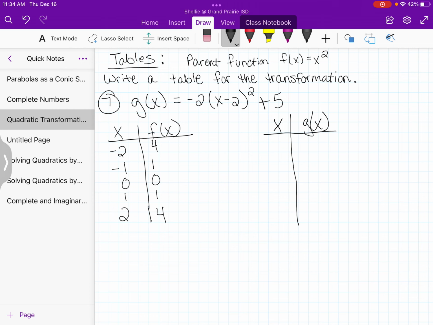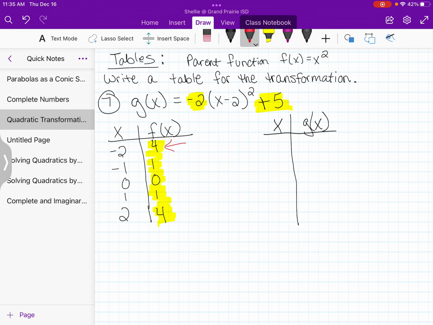The vertical transformations are on the outside of the parentheses. So in this equation, I can see that I have a vertical transformation right here. So it's +5, and then I'm multiplying by -2. So I'm going to take all of the vertical or y values for the parent function. I'm going to take all of them, multiply by -2 and add 5 to get my new y values for g of x.